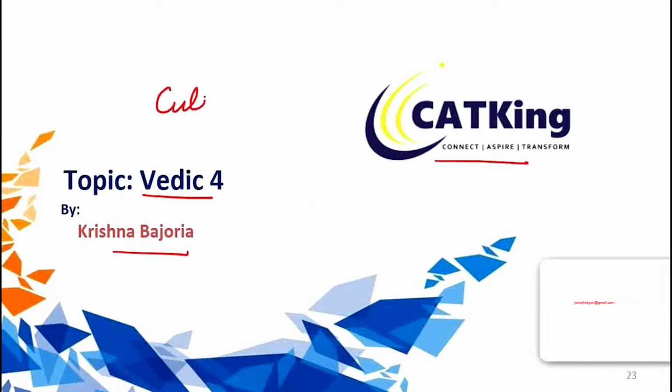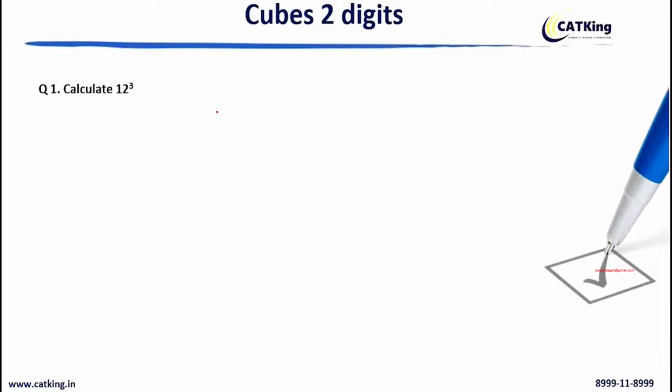Today we will learn cubes. So for cubes I have made 2 videos. One is for 2-digit numbers, the other is for 3-digit numbers. Let's get started. For cubes of 2 digits, let's suppose I have to calculate 12 cube. See, if there is a number, I'll divide cubes into 2 portions. Numbers starting with 1, right? Ending with 1, okay.